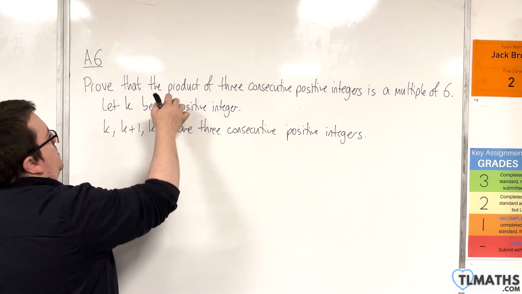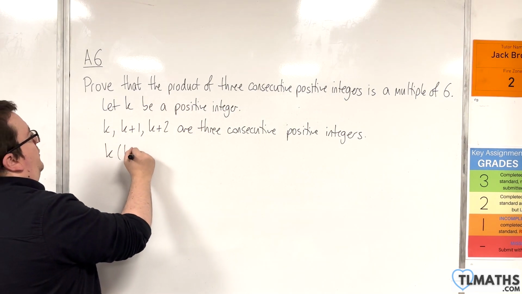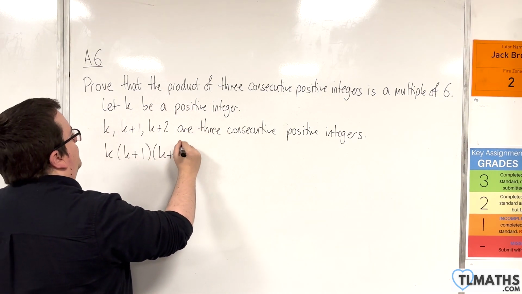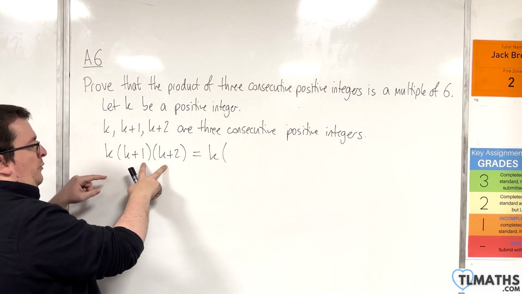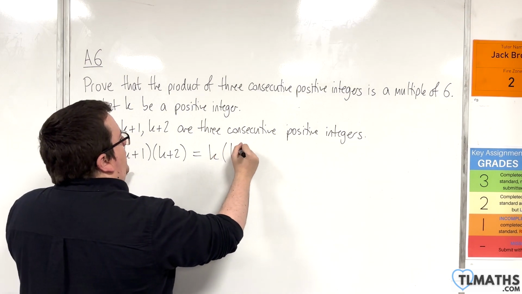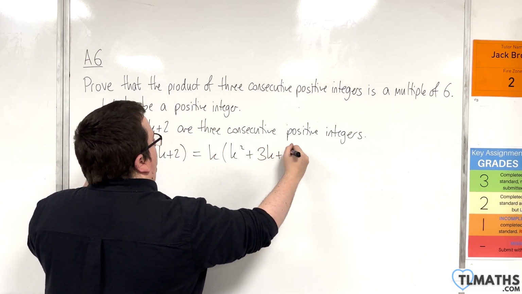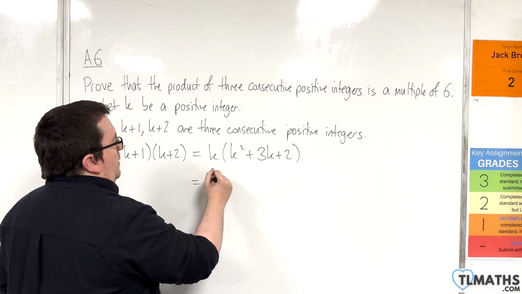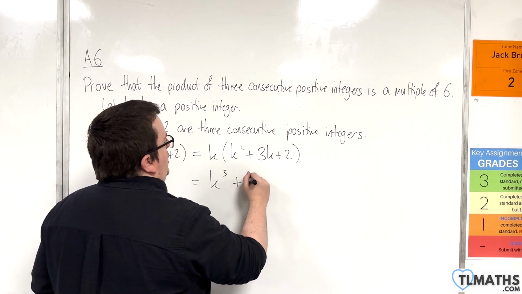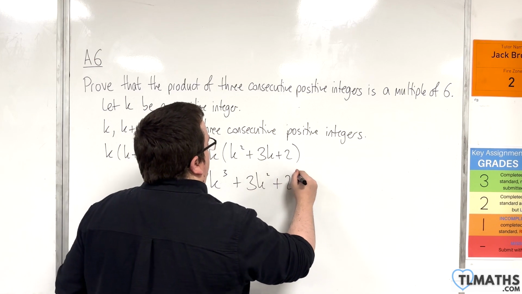So then, because we're looking at the product, we would multiply these three together. Now, if I leave the k alone, we'll multiply those two together. So we're going to get k squared plus 3k plus 2, expanding out those double brackets. And then you can multiply through by k. We get k cubed plus 3k squared plus 2k.